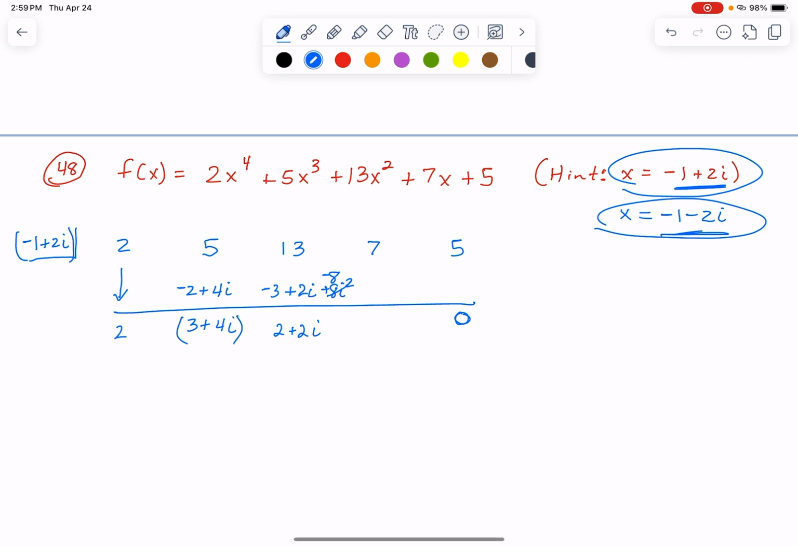Then I FOIL. I'm going to have a negative 2 for the next one. The outers is going to be a negative 2i. The inners is going to be a 4i. Negative 2i and 4i is positive 2i. And then I'll have a 4i squared. Do you agree? Yep. That'll become a minus 4, so that's minus 6. 7 minus 6 is 1 plus 2i. Is that better? Yep. There you go.